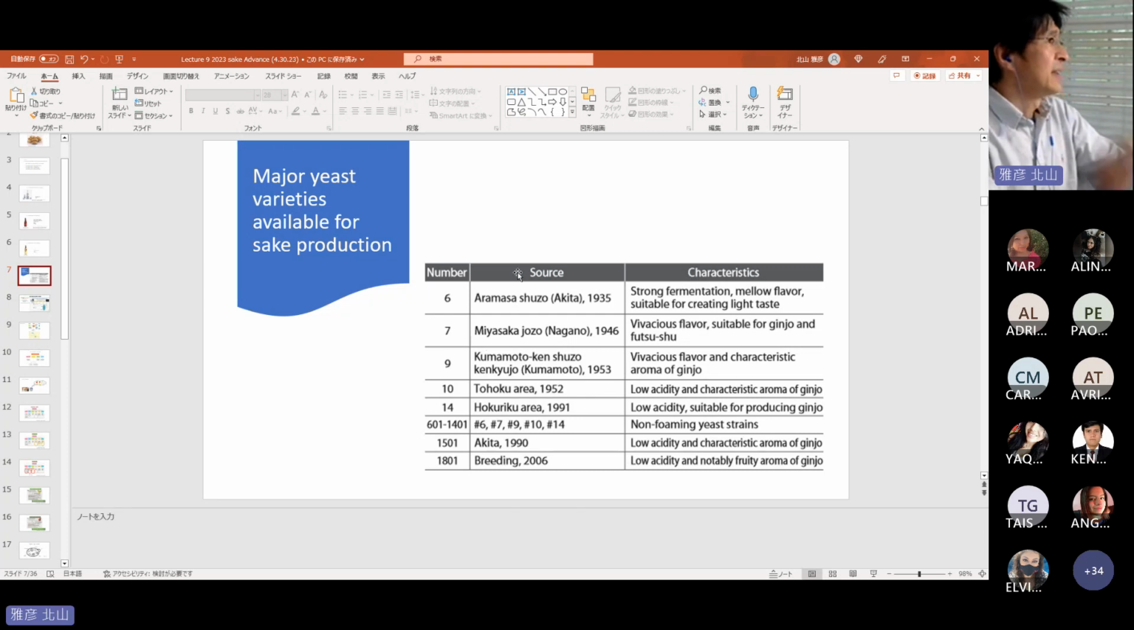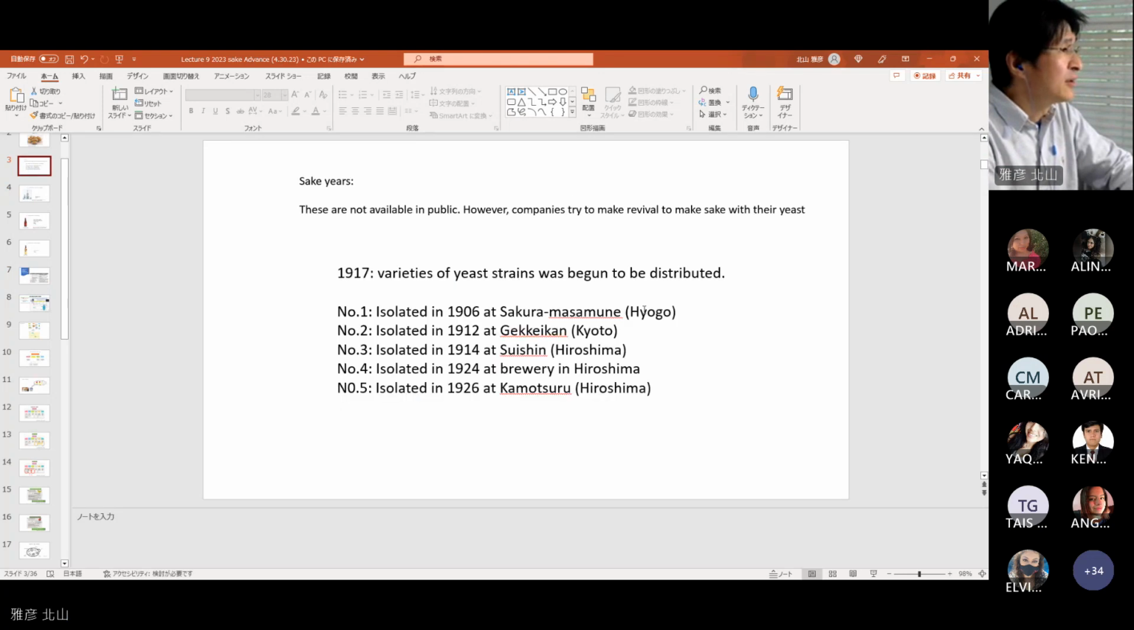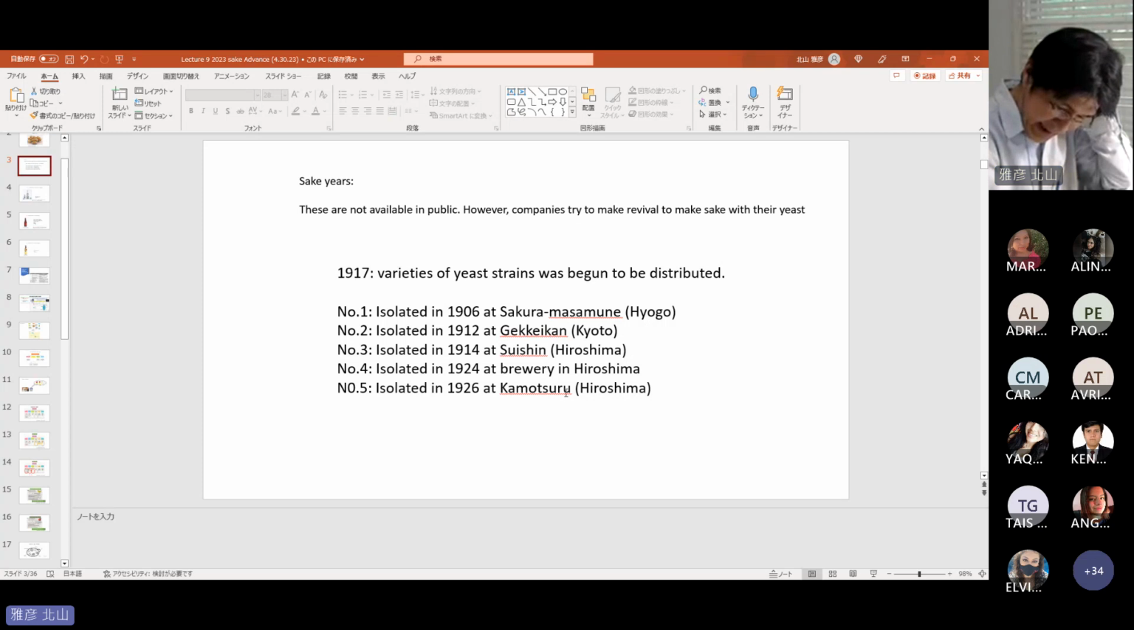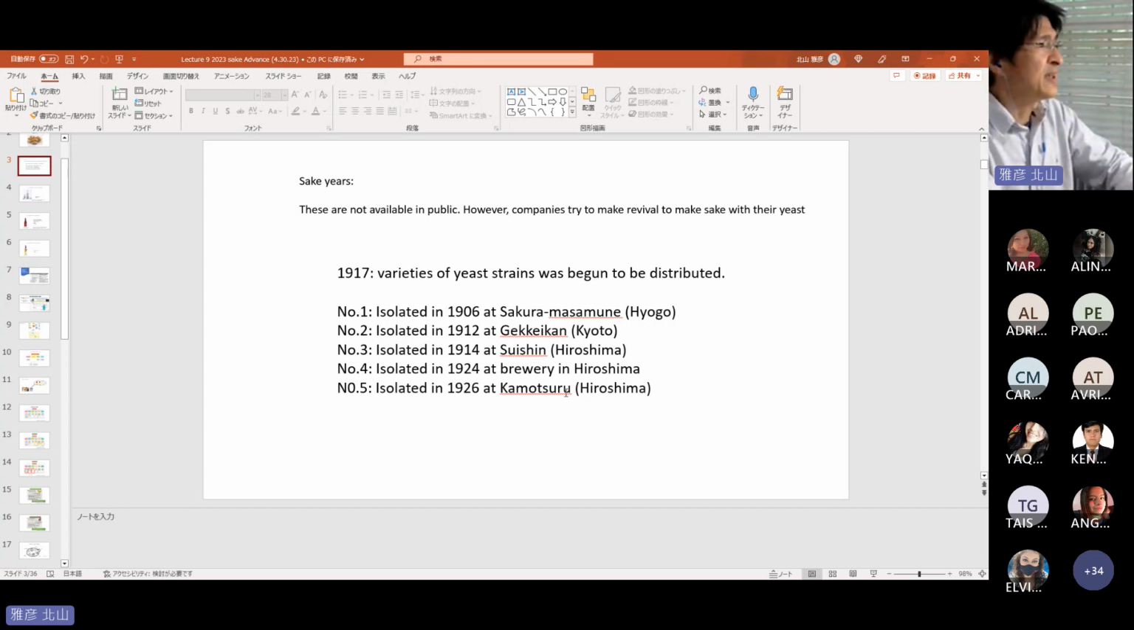So these are other major yeast varieties, or yeast strains, isolated from Akita, Nagano, Kumamoto. It means not Hyogo, Kobe, not Kyoto, not Hiroshima. These are the three cities we call the three capitals of sake production because of their long tradition: Hyogo, Kobe area, Kyoto, Hiroshima. These are very famous capitals of sake production.